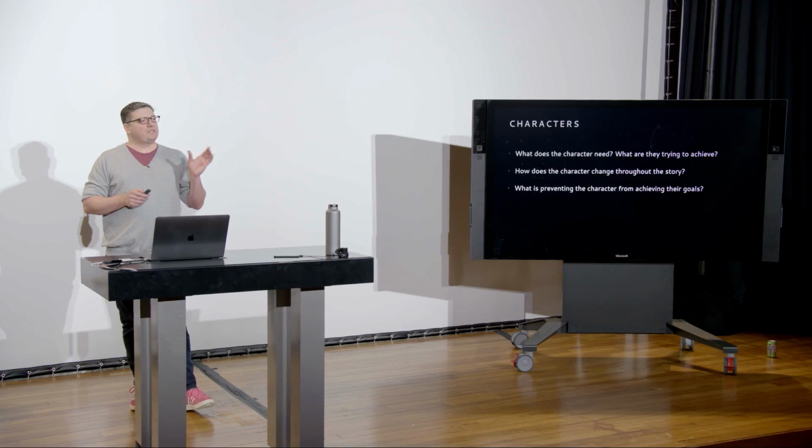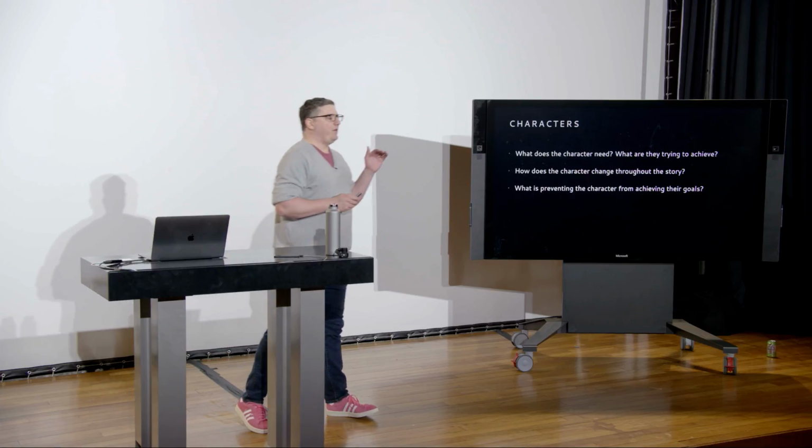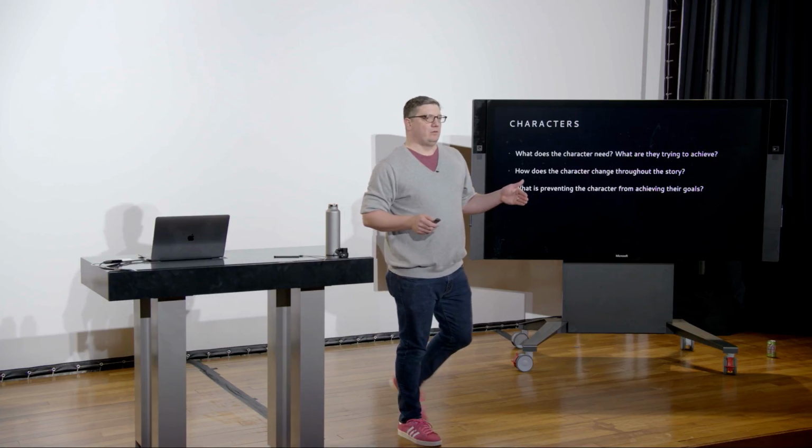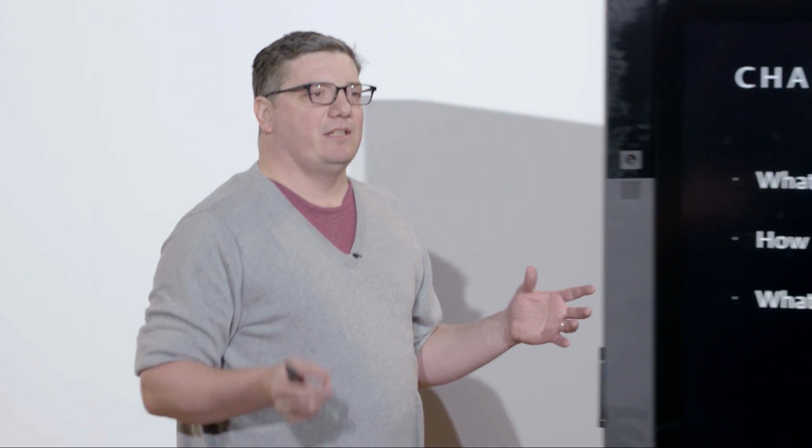Which brings us to what is preventing the character from achieving their goals. If it was easy for the character to achieve a goal, there'd be no transformation. So in storytelling, we'll often put impediments in the way of our characters, right? This is the idea of conflict, okay? That there's some force in the world that's stopping the character from achieving what they want to achieve, and that they have to somehow battle around that, which is what gives a story drama, okay?